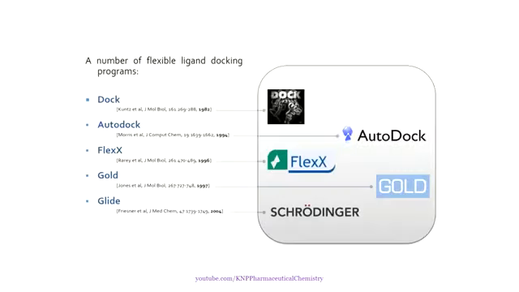And for performing such docking, we have various programs like Dock, AutoDock, Flex, Gold, and Glide. Out of these, a few are free programs like AutoDock, and a few are paid like Glide. Glide is supplied by Schrodinger.